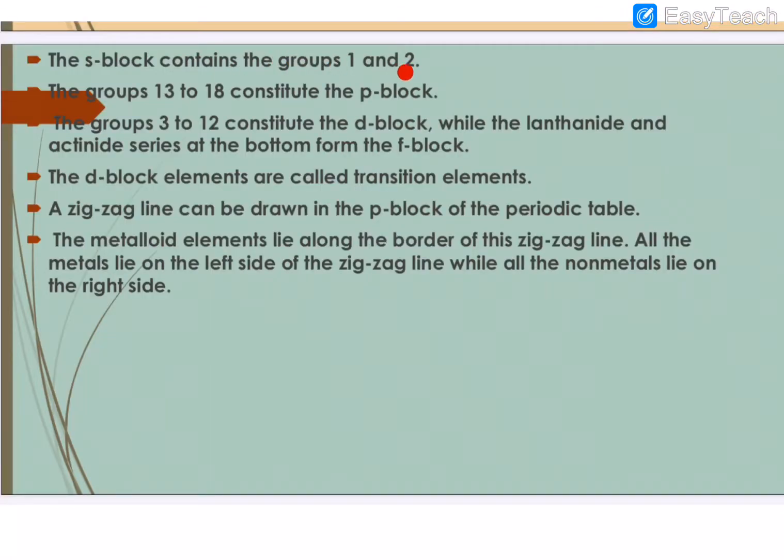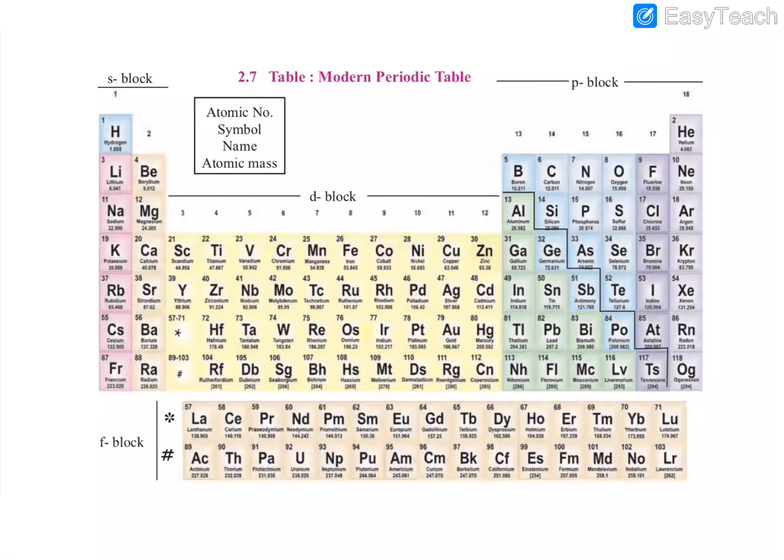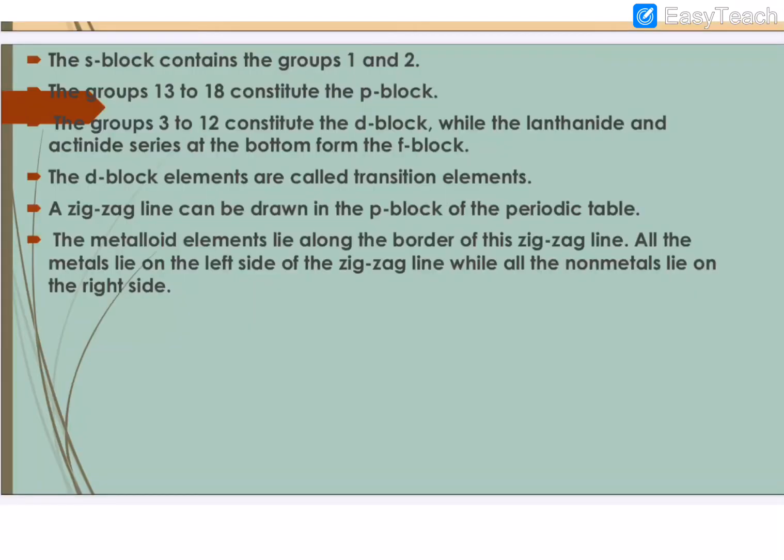The S block contains groups 1 and 2, groups 13 to 18 are the P block elements, and groups 3 to 12 are the D block. The F block is the last two periods. The F block elements, the lanthanides and actinides, are called the inner transition elements. You can see the D block elements are transition elements.